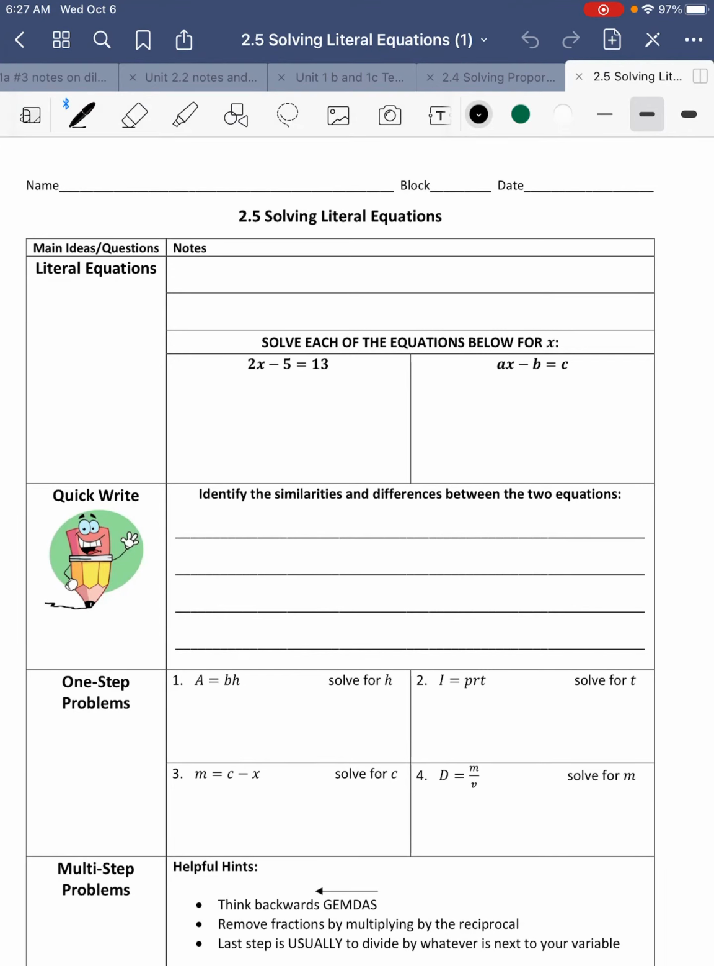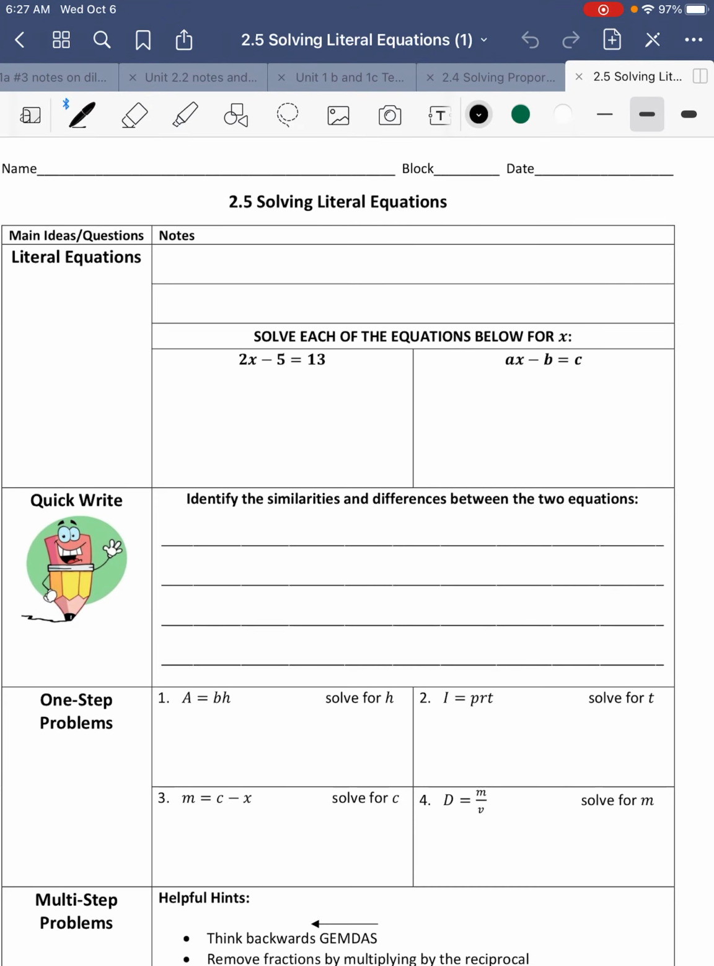All right, solving literal equations. So literal equations, we're just solving for a variable. So you are isolating whatever variable you need. So specific variables. So it's isolating a variable.